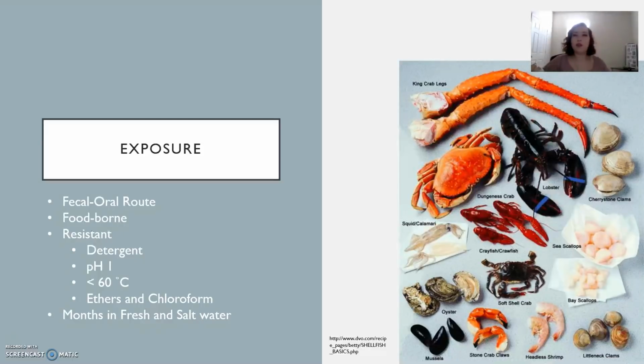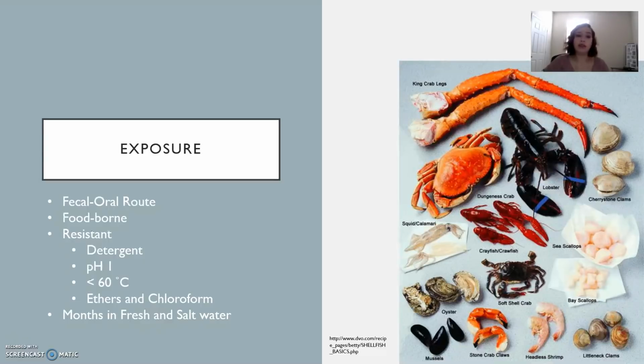And what makes hepatitis so prominent, because it is prominent, is that it's actually resistant to many things that we wouldn't expect bacteria and some viruses to survive. It actually resists detergents, which would have affected the structure, and it's resistant to acidic conditions, so it can live in low pHs. It can actually live in high temperatures, up to 60 degrees Celsius, and it's also resistant to other types of chemicals like ethers and chloroforms. So it's a lot of different chemicals and environments that it can actually live in.